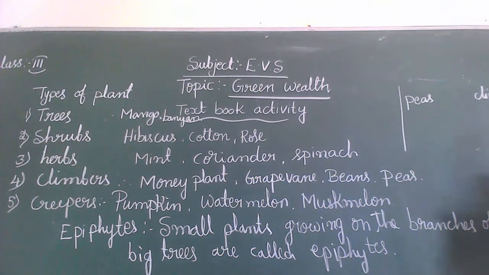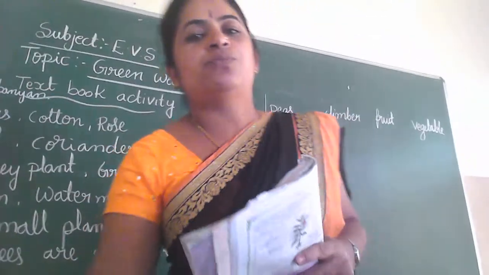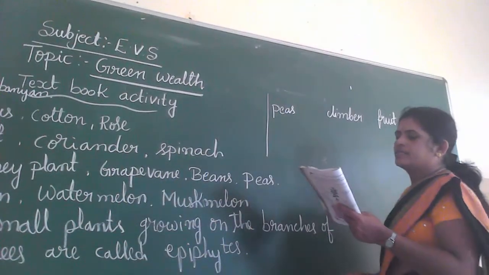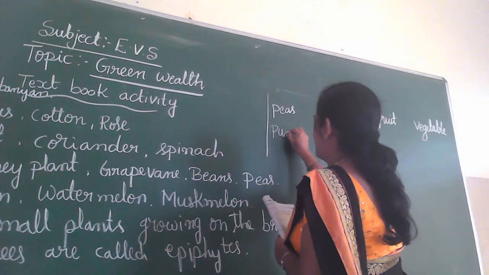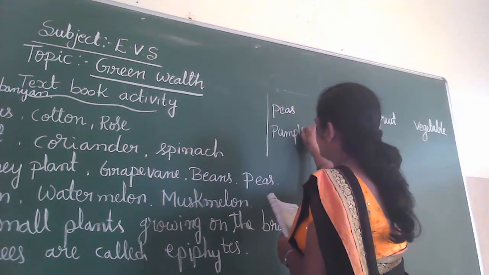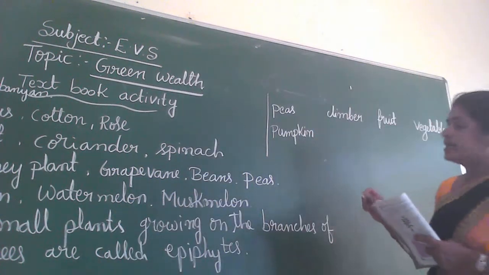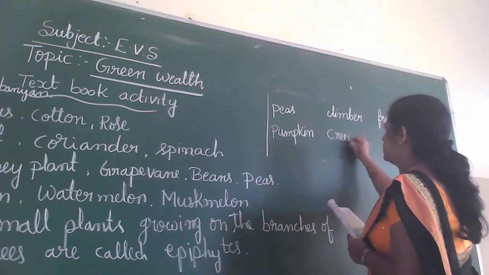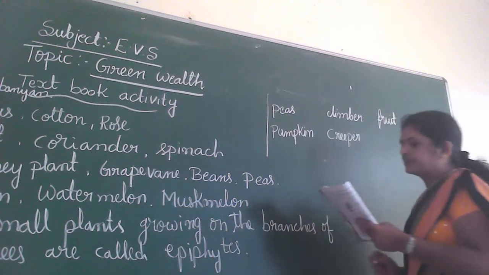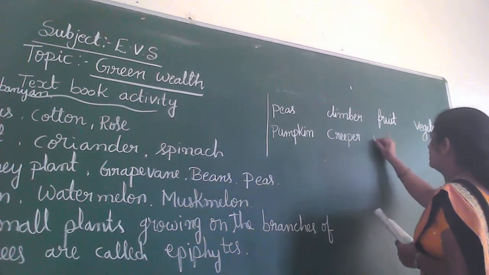Vegetable. These are used as vegetables. Yes, you have to write in your textbook, children. Next, pumpkin. Another example, pumpkin. Pumpkin is which type of plant? Creeper, growing along the ground. Creeper. This is the unripe fruit.